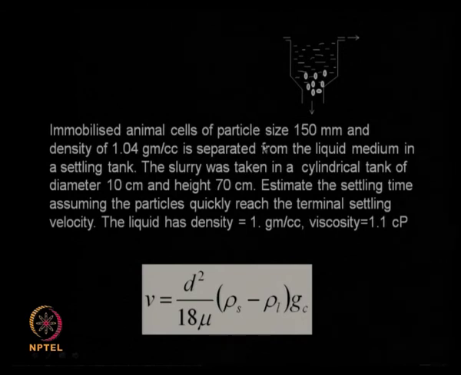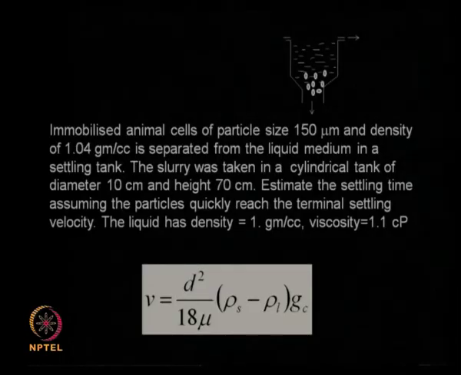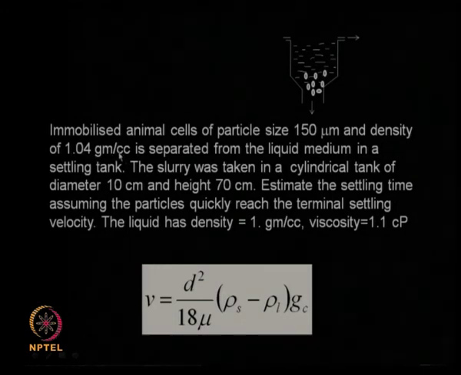So we have certain particles of 150 micron and a density of 1.04. Now let us look at a problem related to settling. Consider immobilized animal cells, particle size is 150 micron and it has a density of 1.04 grams per cc. Now you would like to separate these animal cells from a liquid medium in a settling tank.